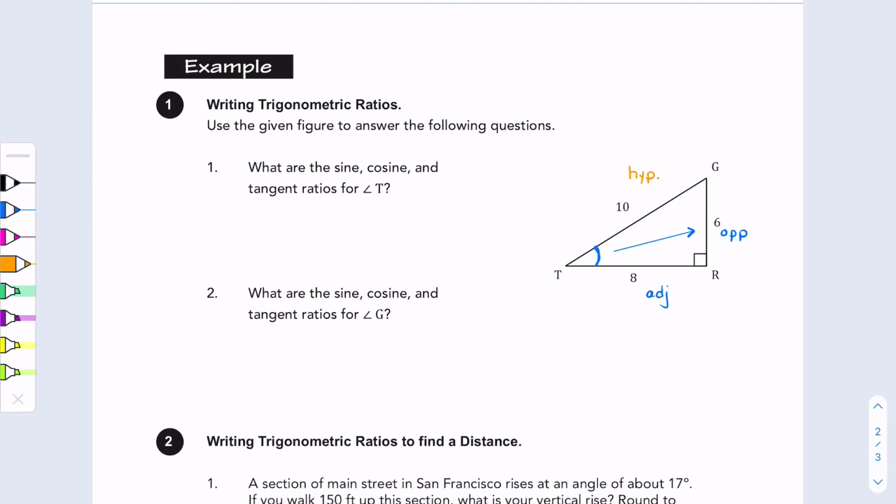So when I write out my ratios, I'm going to write sine of angle T, because whatever goes here is always your angle measure. We don't know the angle measure, but we know we're working from T. Sine of T, based on SOHCAHTOA, S-O-H, we have opposite and we have hypotenuse. The opposite side is 6, the hypotenuse is 10. There's your sine ratio.